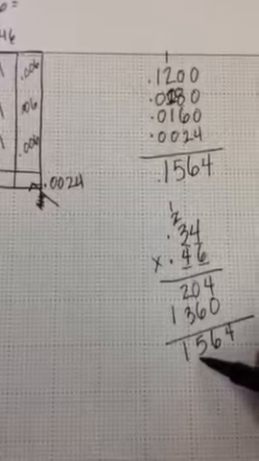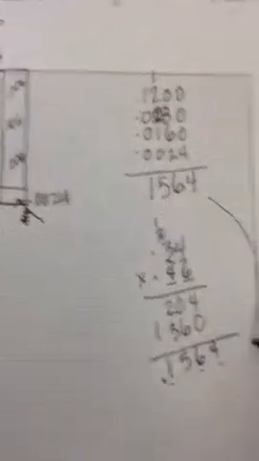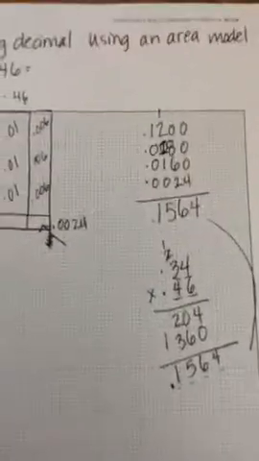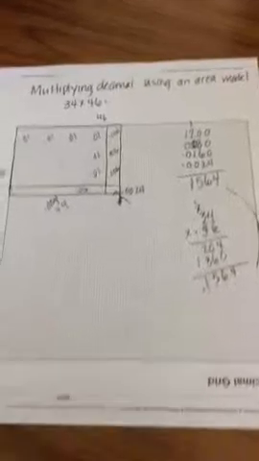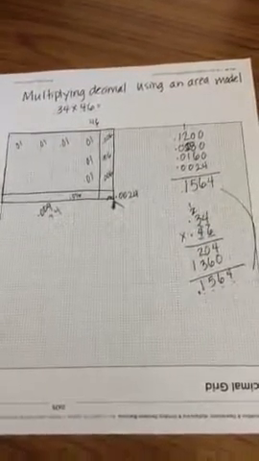So 1, 2, 3, 4. 1, 2, 3, 4. And my answers match. So I know I'm in good shape. And that's how you do multiplying decimals using an area model when the numbers are less than a whole number.